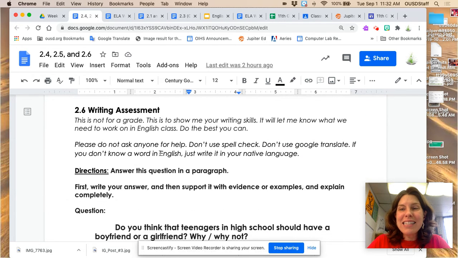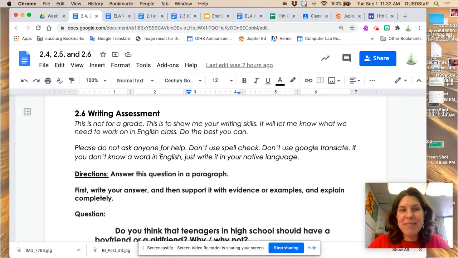And then for the last part of our midweek work this week is something called a writing assessment in 2.6. It's not for a grade. Don't worry, you can't get a bad grade. Your job is to show me how your writing is. So be honest, right? I want you to do the best you can, but don't ask your older brother to check it. Don't use spell check.